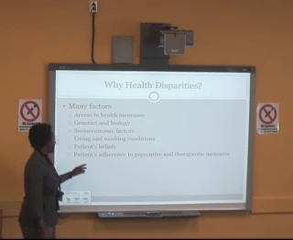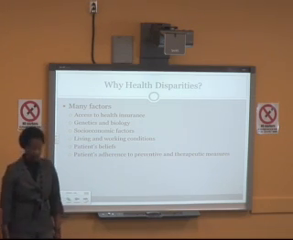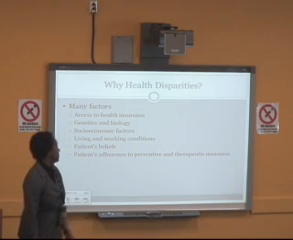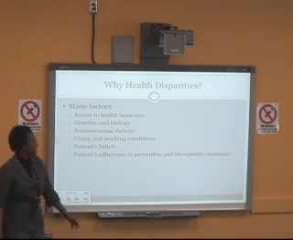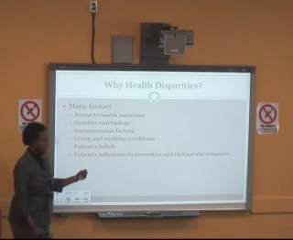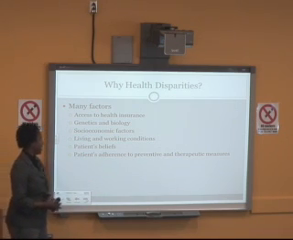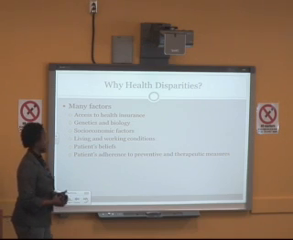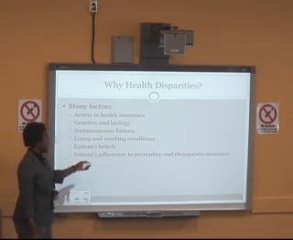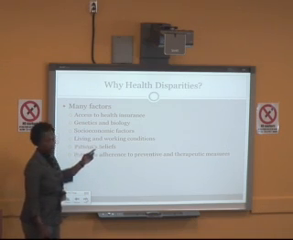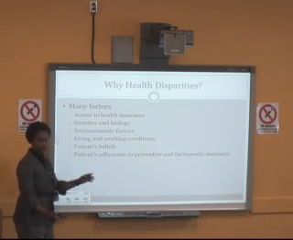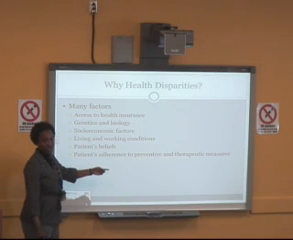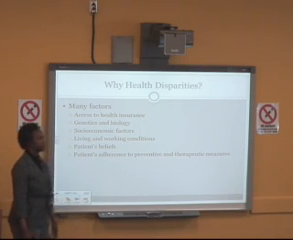And last, the patient's adherence to preventive and therapeutic measures. I personally speak with guys who don't enjoy going to the doctor necessarily as women do. So there's probably, for certain things, a disparity in male and female because they don't like going to the doctor to get the preventive care.